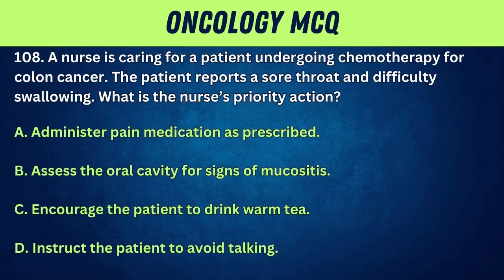108. A nurse is caring for a patient undergoing chemotherapy for colon cancer. The patient reports a sore throat and difficulty swallowing. What is the nurse's priority action? A. Administer pain medication as prescribed. B. Assess the oral cavity for signs of mucositis. C. Encourage the patient to drink warm tea. D. Instruct the patient to avoid talking.